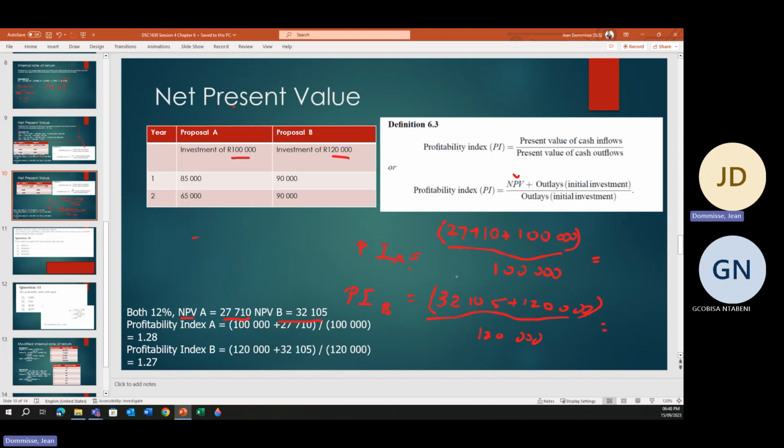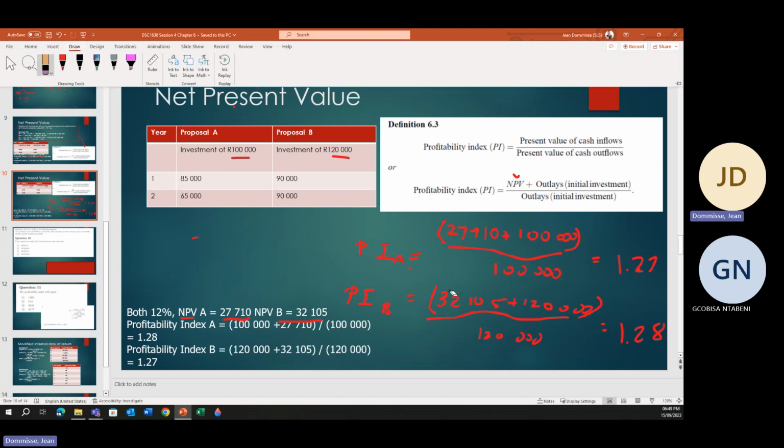Okay, so then if we actually work that out, the profitability index for the first one will be 1.27, and the profitability index for the second one will be 1. I've now done it the wrong way.